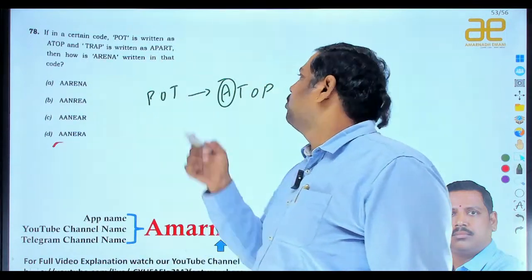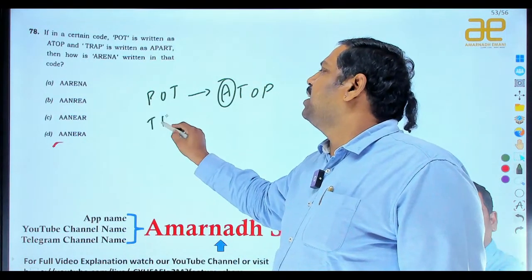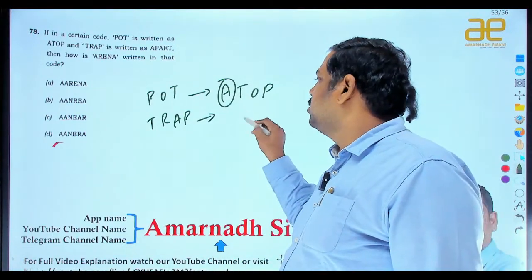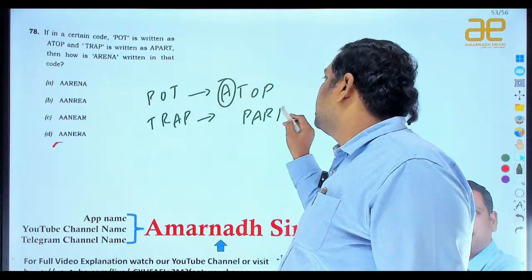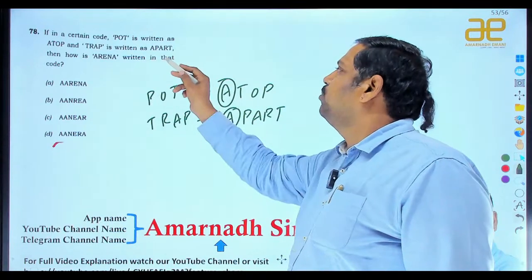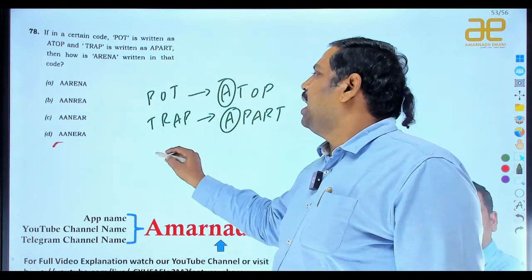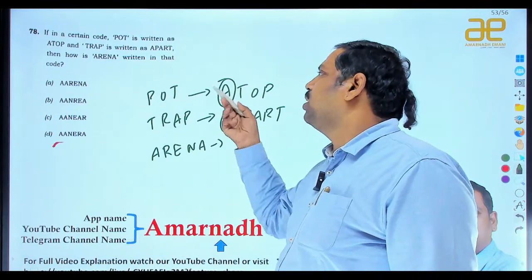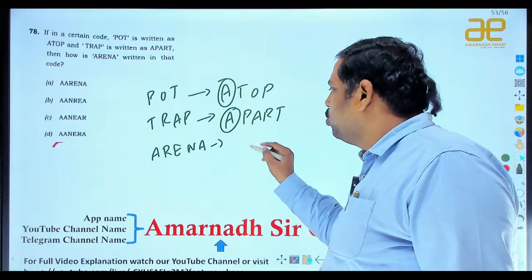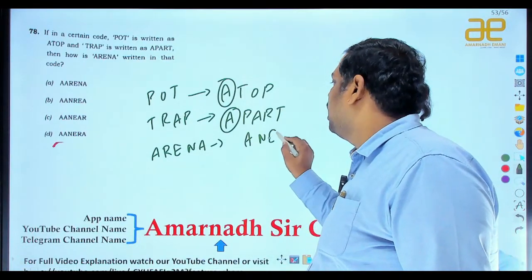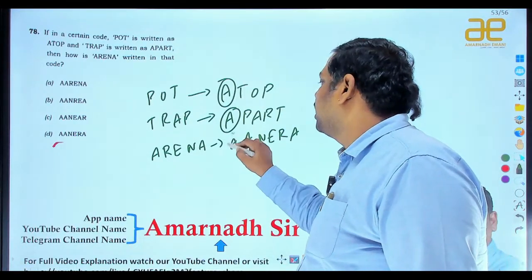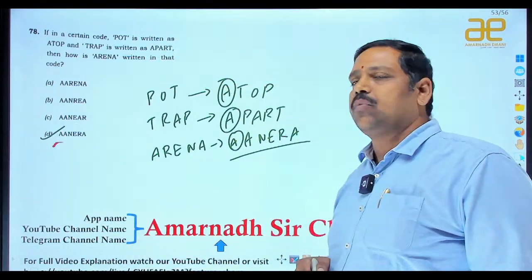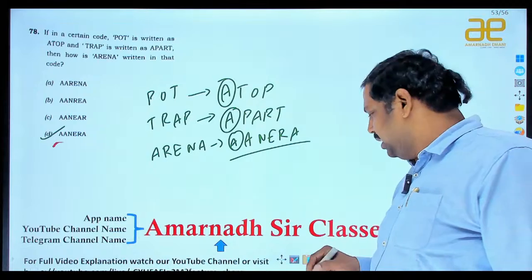Right or wrong? A. Top. A very simple one. Okay, we will say that rearrangement, right? Just reverse it: PART becomes TRAP, and just add A. And ARENA is written as? So what is he asking in the code? What do I have to do first? Reverse it: ANERA. Then add A, right? So AANERA. So the answer is D. Hope you understand. Let's see the next beautiful one.